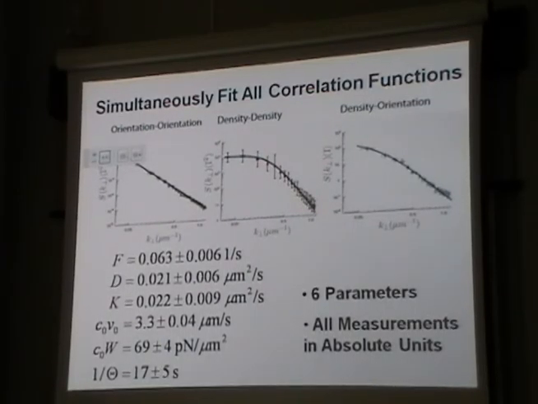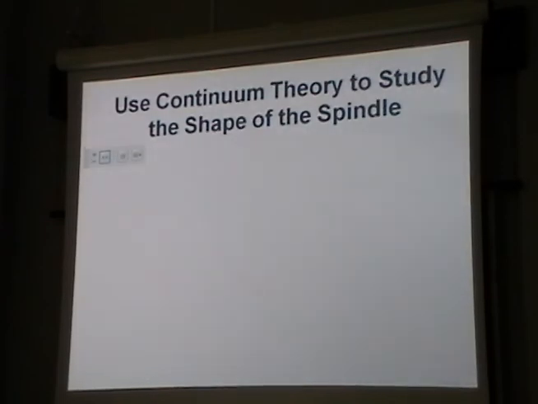And therefore, you can measure all these parameters, including the diffusion coefficient I was asked about previously, and it's highly constrained. Some of these make sense based on other measurements, like the turnover that you get from here. So this is a strong justification that this type of theory is correct. Now you can use that theory to calculate things like the shape of the spindle.